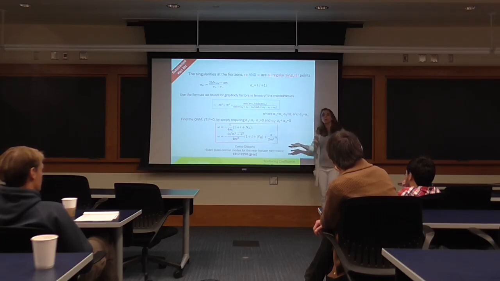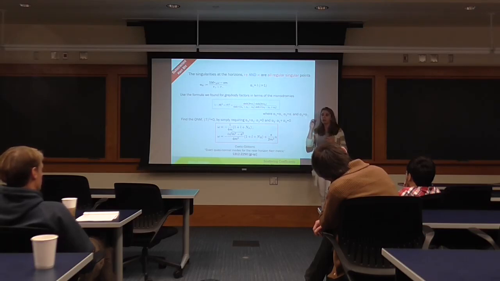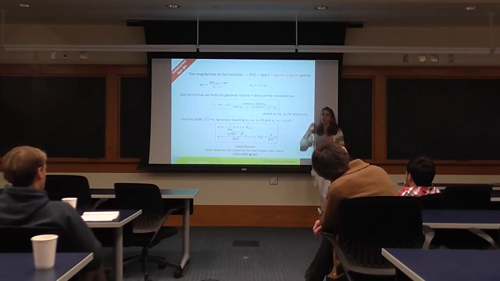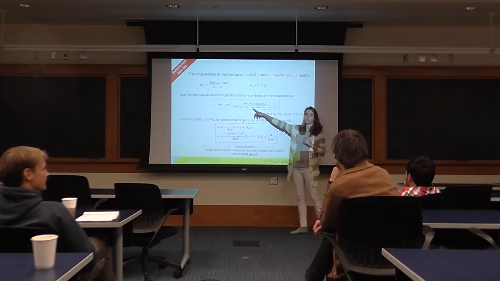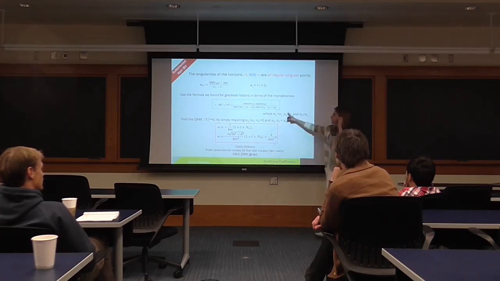Basically, you have to solve the equation. But what we want to stress is that there's actually no need to solve the equation. You can basically look at where the singularities of your operator are. You can compute the monodromies and just use the definitions here and get any quasi-normal frequency that you want, or the greybody factor.